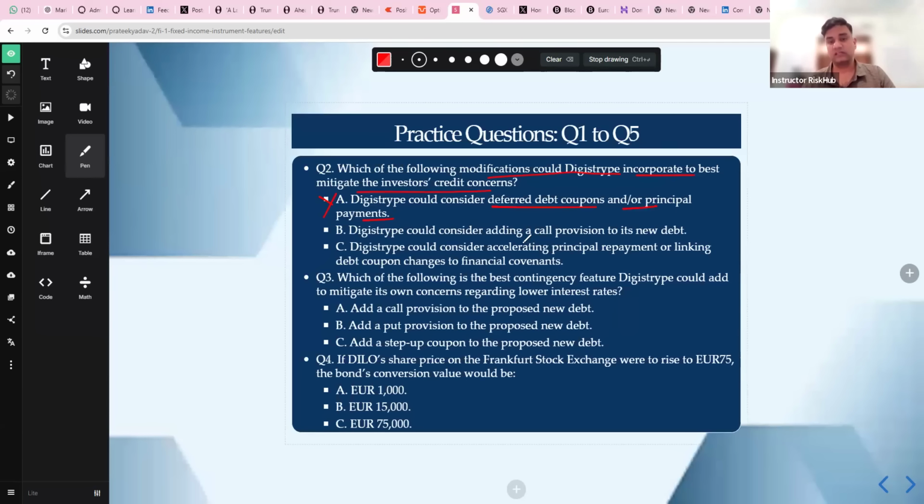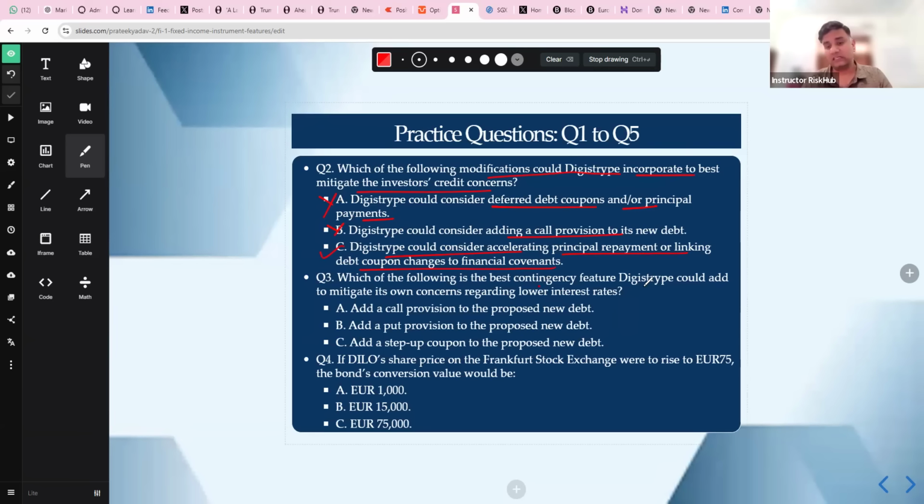Digistripe could consider adding a call option. We don't want that also, because that's the issuer's benefit. Deferred payments, which was there in first option A, increases the risk. So overall, this issuer could consider accelerating principal repayment or linking debt coupon changes to financial covenants, because we are worried about credit risk, and faster principal repayment and covenant-linked coupon help here, right?